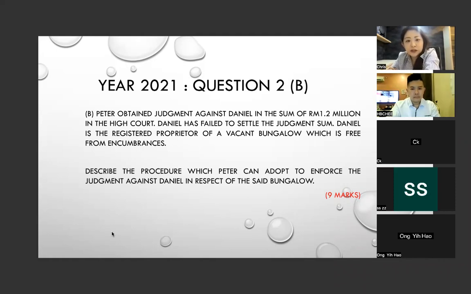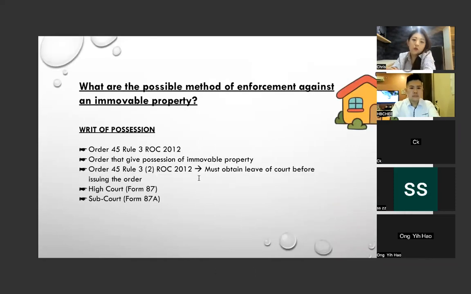So for this question, it would take up 9 marks. What are the methods of enforcement against immovable property? Because they have mentioned that it is a bungalow, we'll zoom in on the immovable property parts.